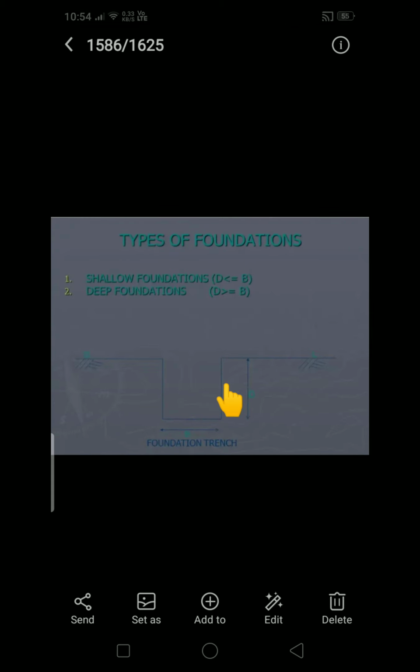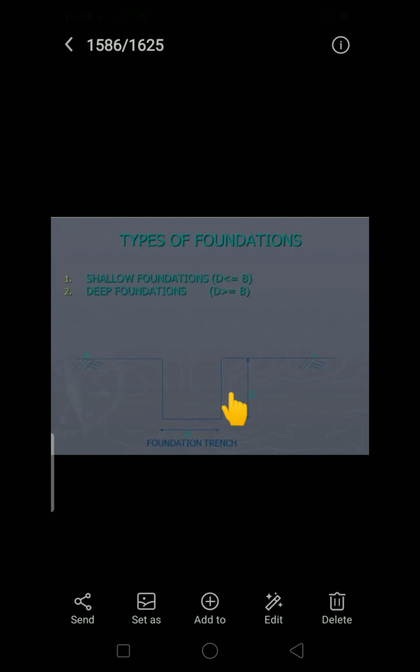Then coming to the types of foundation, there are two types. The first one is the shallow foundation and the second one is the deep foundation. Here I have mentioned that a foundation whose depth is less than or equal to the breadth is a shallow foundation.